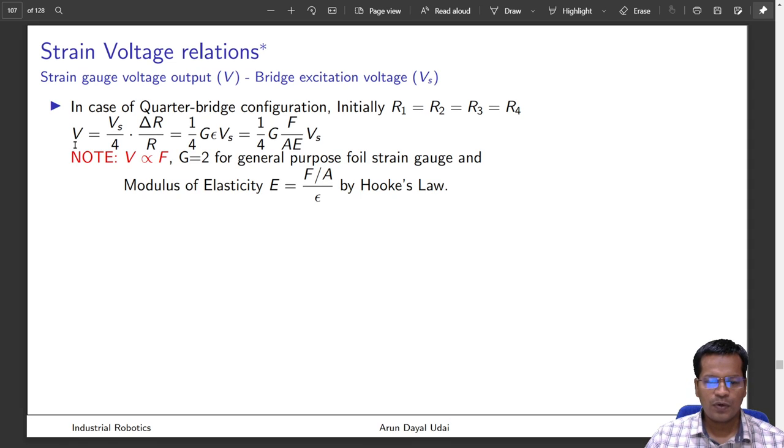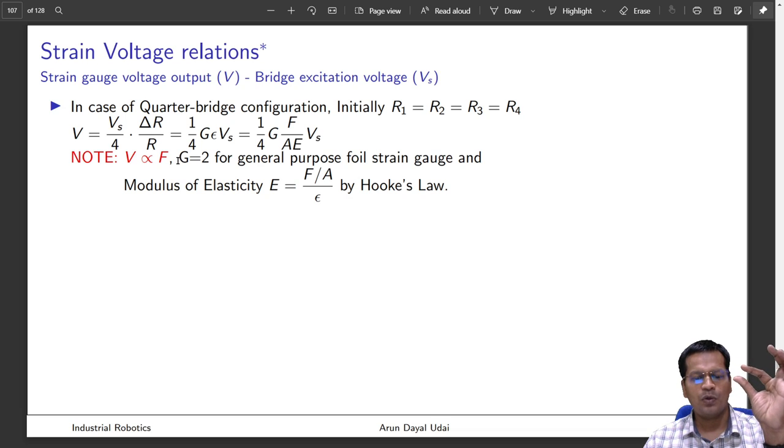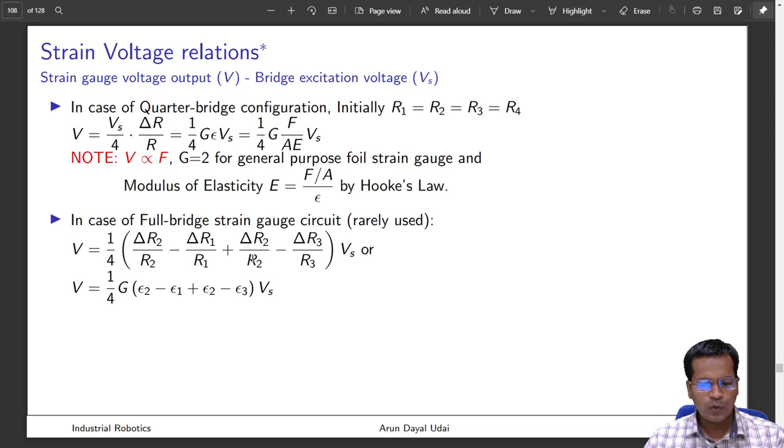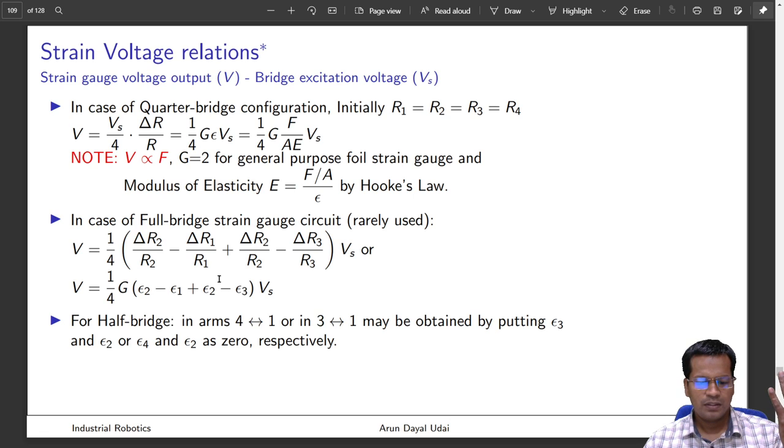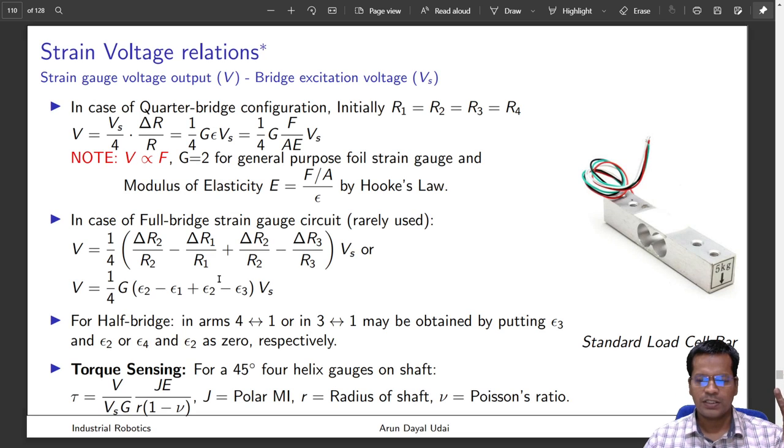Okay. So normally this gauge factor for standard shapes of rosette which is sold is almost around 2. And you have foil gauge with elasticity given by Hooke's law, you know this very well. For full bridge strain gauge circuit, this is the formula, and your strains in different directions are related like this. This is given in most of the instrumentation books, engineering measurements books. It is quite common. Half bridge, again it varies like this.